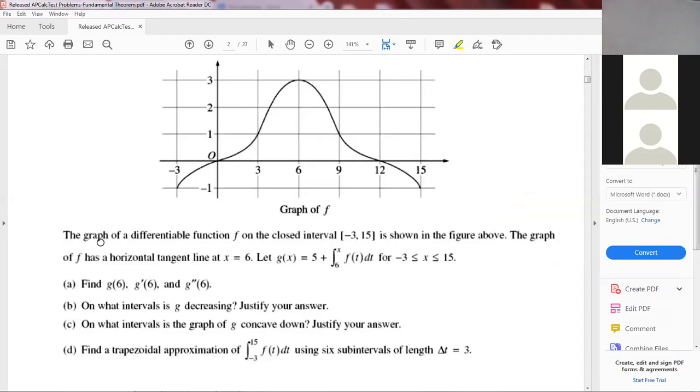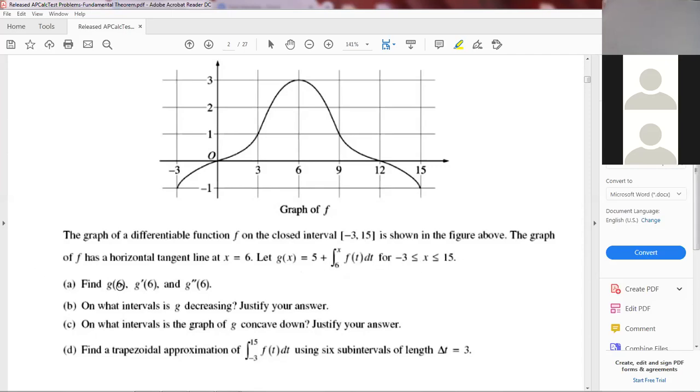Oh, look. The graph of a differentiable function f is defined on the closed interval -3 to 15, as shown in the figure above. The graph of f has a horizontal tangent at x equals 6. It's obvious, right here is a horizontal tangent. And this is to make use of it. They define a new function g of x from f using an integral: 5 plus the integral from 6 to x of f(t) dt, for the same interval -3 to 15.